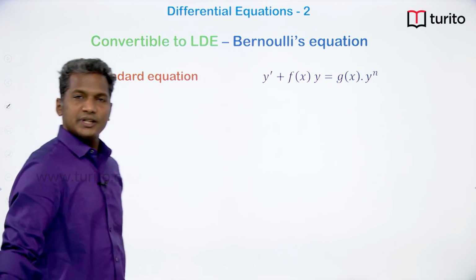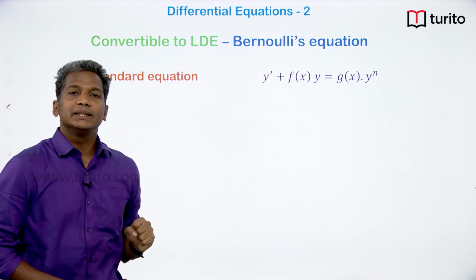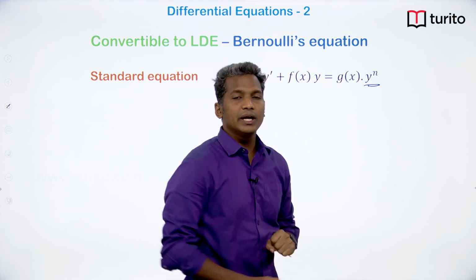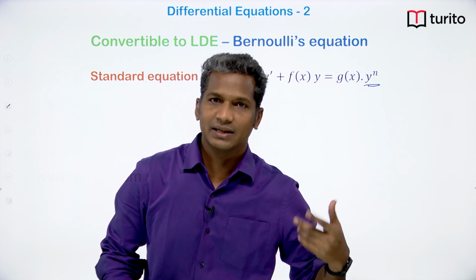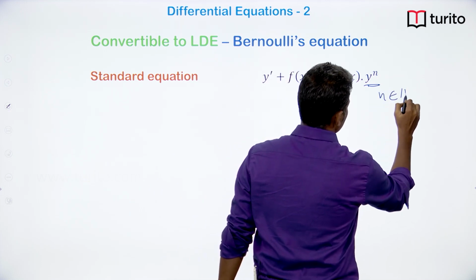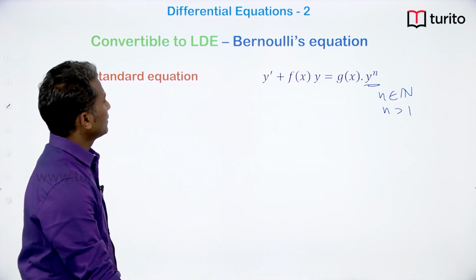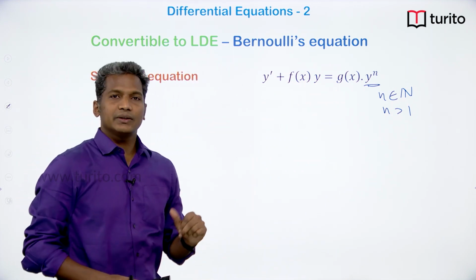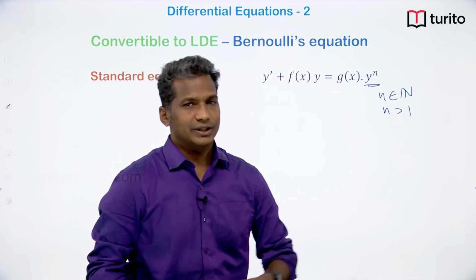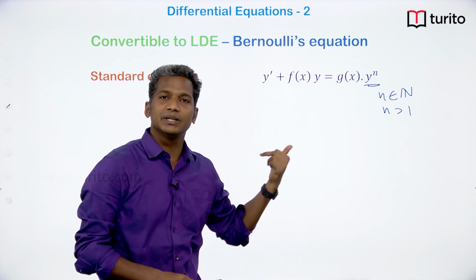Now let us look at a special case. Here it is not exactly a linear differential equation, because there is one term where y has degree n, and n is definitely greater than 1. So n must be a natural number and n must be greater than 1. Definitely it is not a linear equation, but it can be converted into a linear equation. And this particular special equation is called Bernoulli's equation.